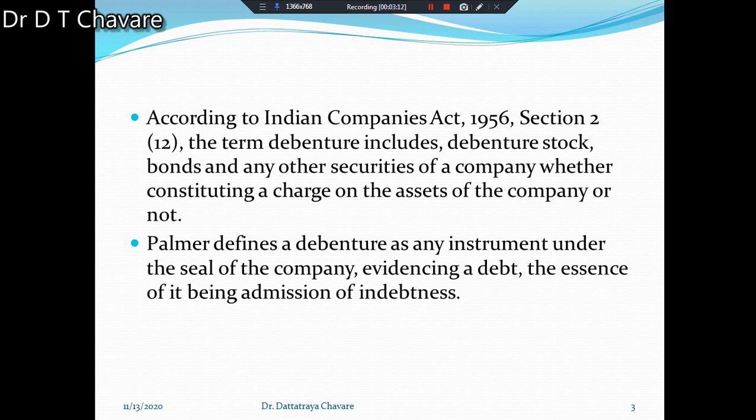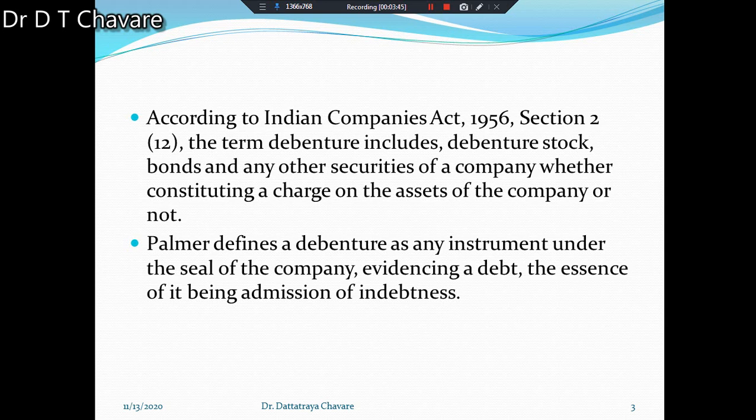Then another definition is also given by Palmer. Palmer defines the debenture as any instrument under the seal of the company. Already I told you that it is one type of certificate issued by the company. On that certificate there is the seal of the company and the signature of the particular person.